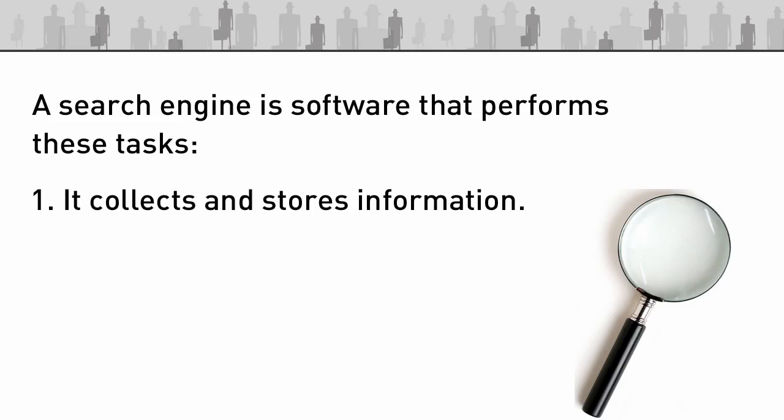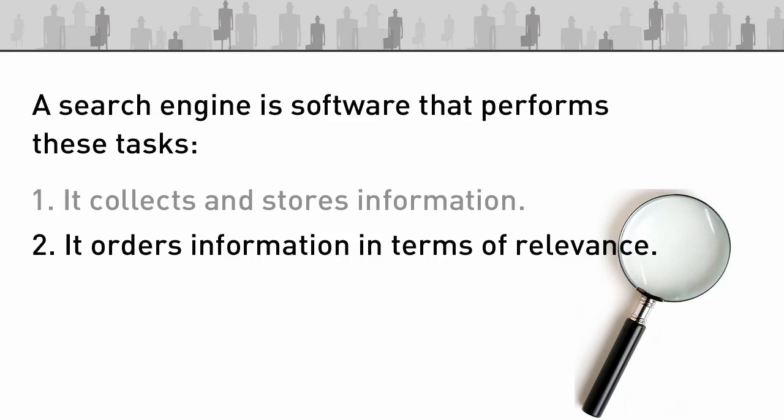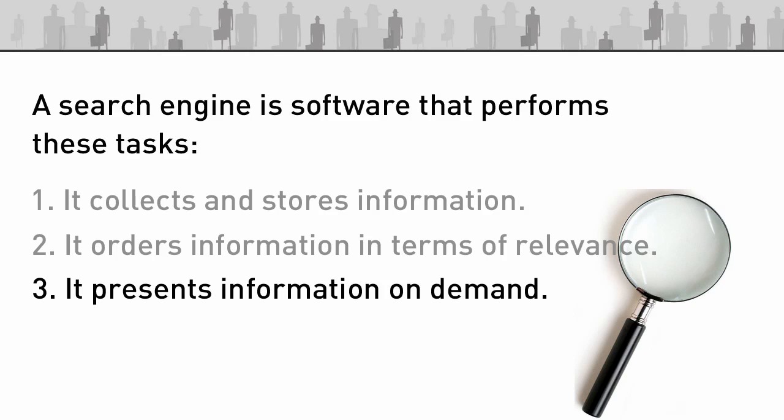A search engine is basically software that's designed to perform three different jobs. The first job it does is it collects and stores information. The second thing it does is order that information in terms of its relevance or its importance. And the third thing it does is presents that information to a user on demand.